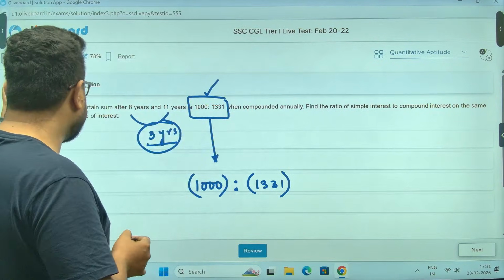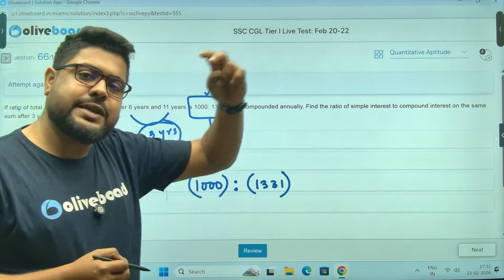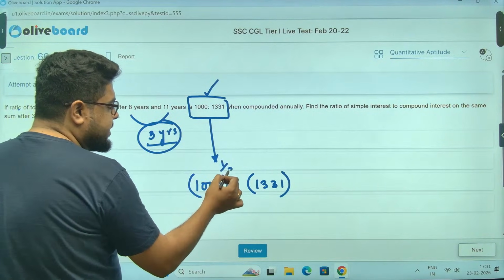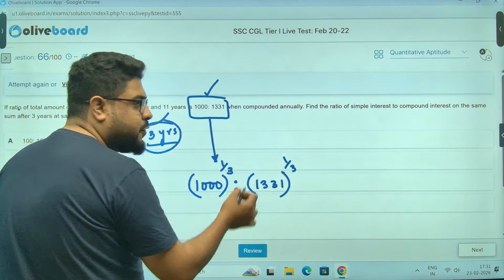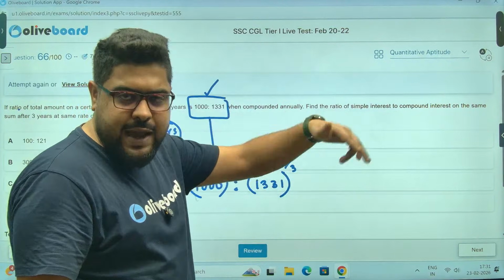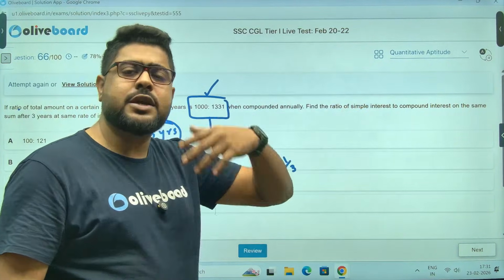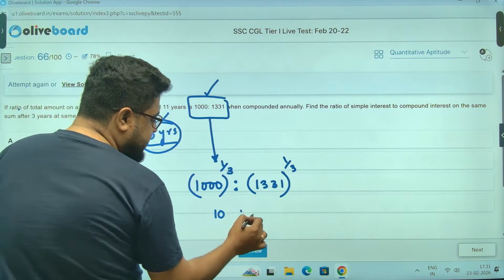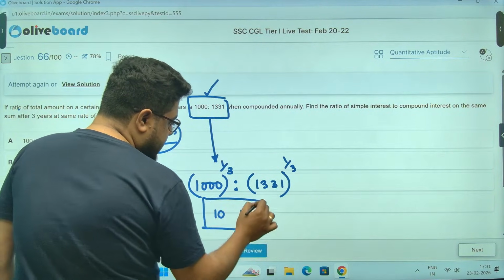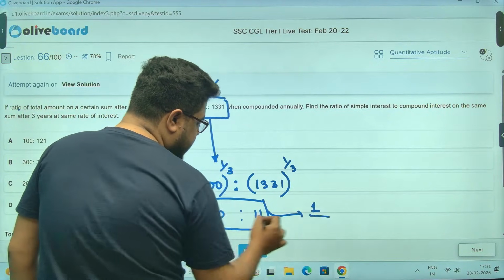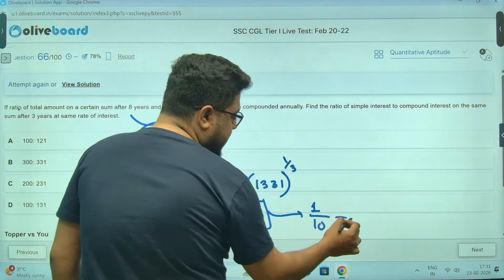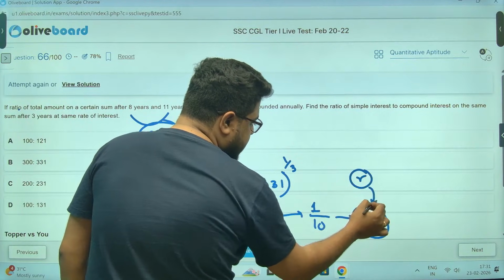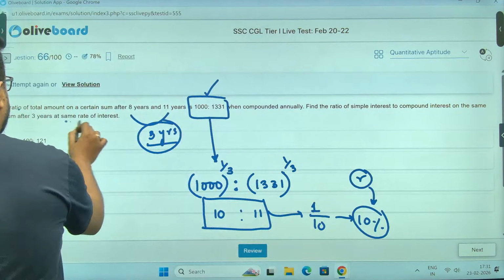Compound interest goes in terms of power. So for 3 years, if I go reverse, it will be 1 by 3. If I go forward, it will be squared for 2 years, cube for 3 years, to the power 4 for 4 years, and so on. So for 1 year, it is 10 is to 11, meaning 1 rupee interest on 10 rupee principal, meaning the rate of interest is 10%. This is your value.